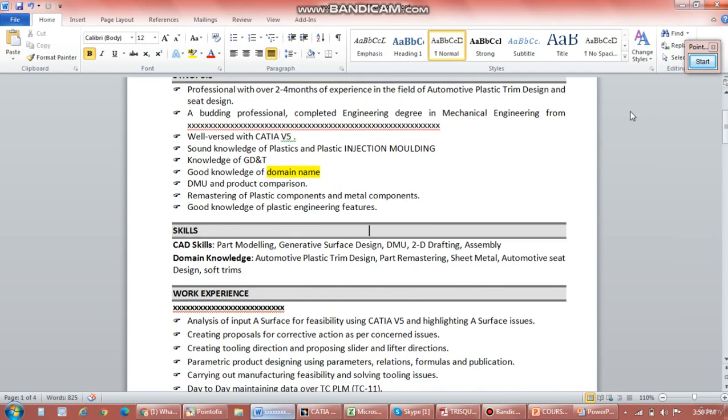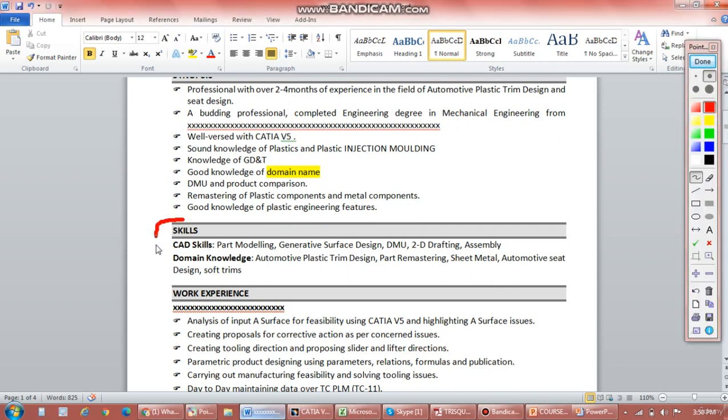Next you can put your skills. This is very important, skills. In skills you can put part modeling, GST, and if you are in CATIA or Unigraphics, you can put according to that, because your resume will be picked by keywords, like plastic trims, sheet metals, automotive seats, soft trims, and the like. These keywords make your resume show up on Naukri. Only then will you get the jobs. You have to mention your domains properly.